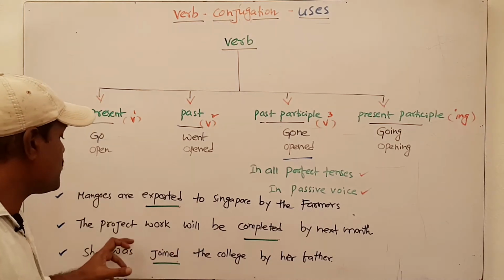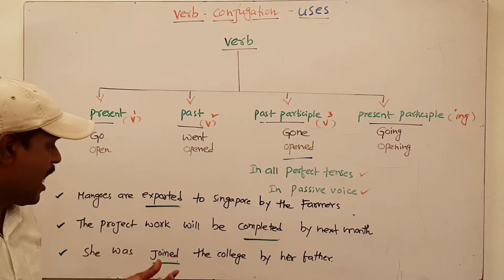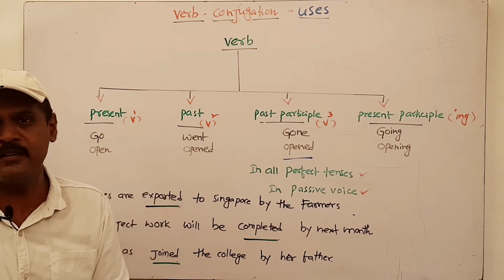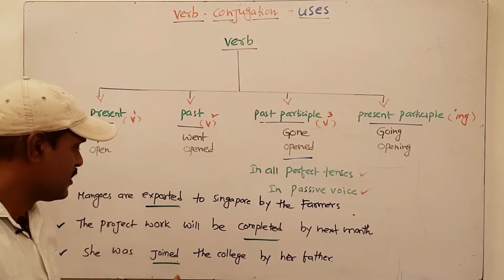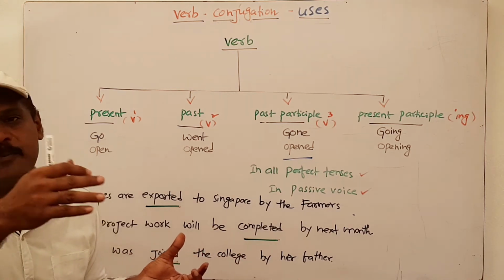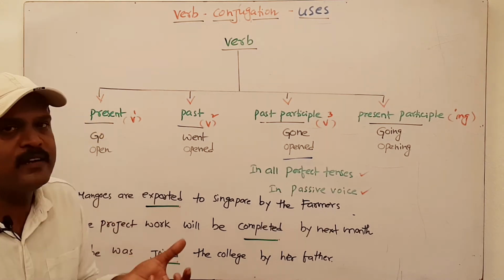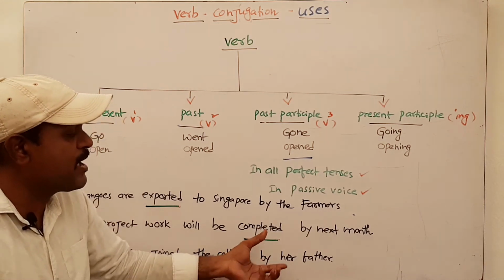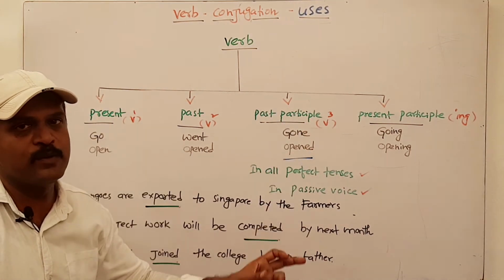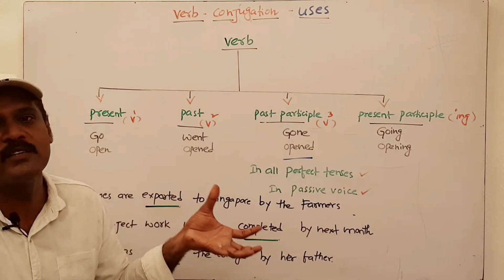The next one: She was joined the college by her father. You know one thing here, after join, we should not mention any kind of preposition. Generally, we use in after some words, and then a particular year if you want to mention it. Here, she was joined the college by her father. Here, joined is the past participle. Before that, was is a be form. It is in simple past tense.